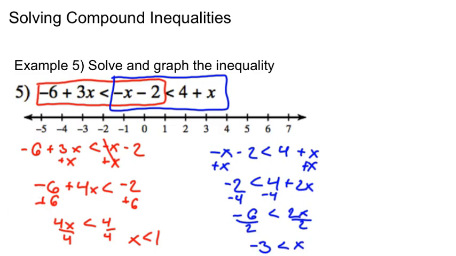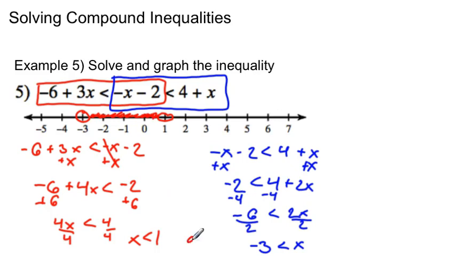So now I need to graph these. So I'm going to say that x is less than 1. So that's going to go this direction. And over here I see that x is bigger than -3. And so this is going to be an AND statement.